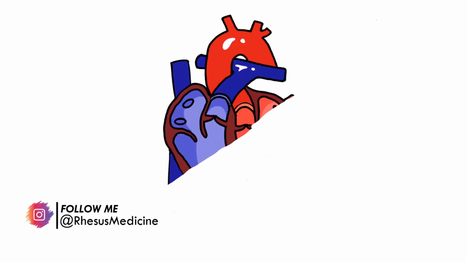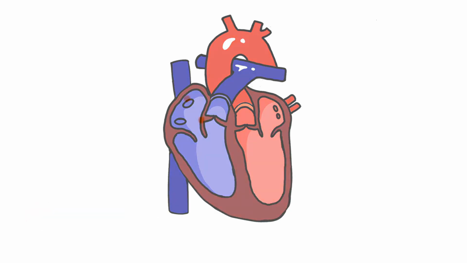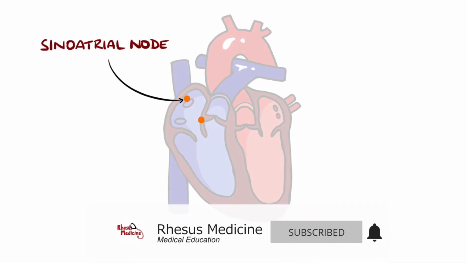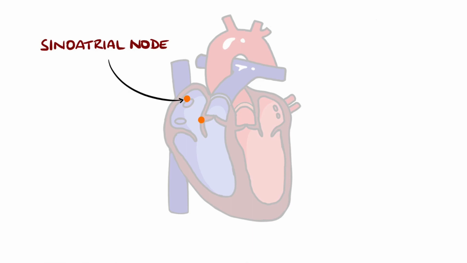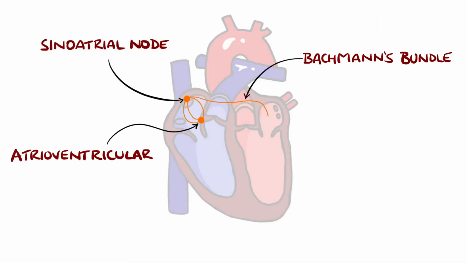When conduction through the electrical system of the heart is impaired, this can result in various different types of heart block. In normal hearts, the electrical signalling begins from the sinoatrial node located in the right atrium. From here, the impulse spreads through the atria, reaching over to the left atrium via Bachmann's bundle, causing the atria to contract. It then reaches the atrioventricular node, or the AV node, where the impulse is held momentarily.